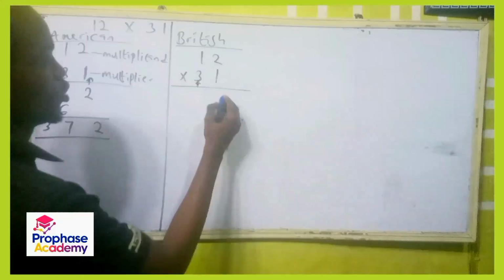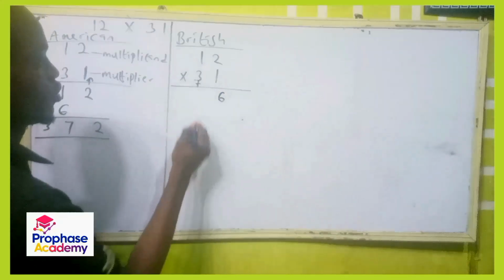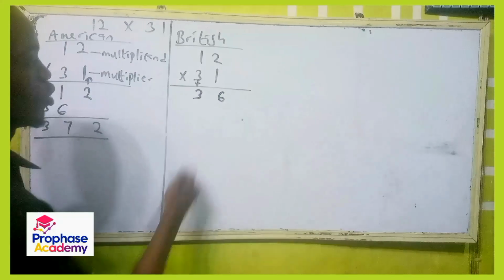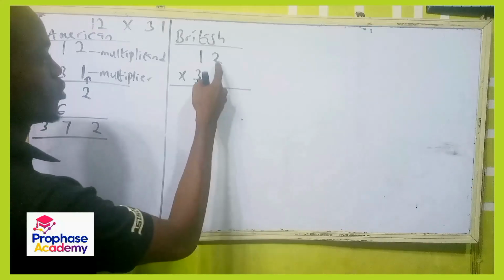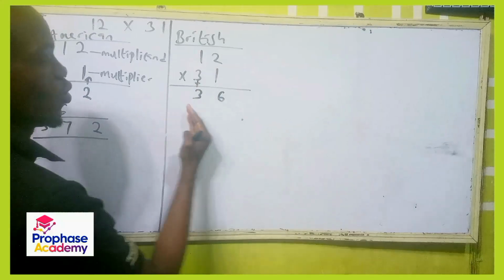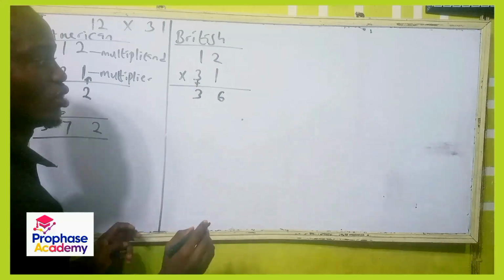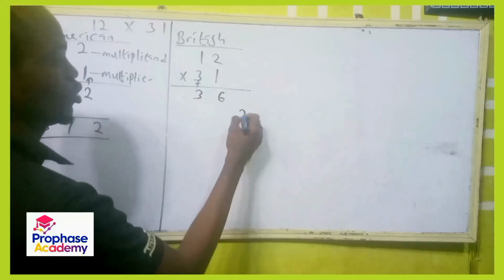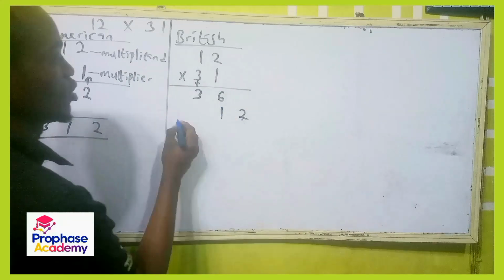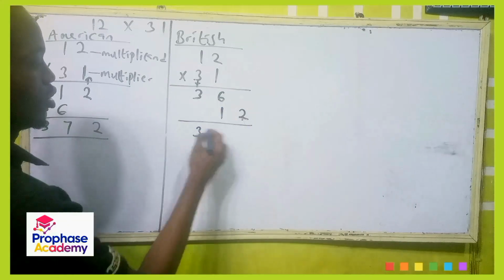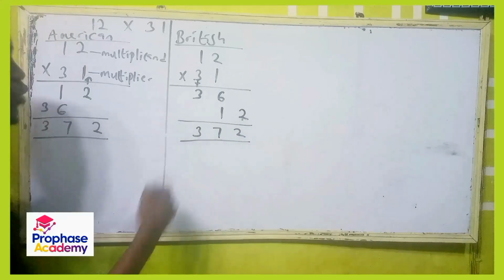So 3 we times 2, that is 6. 3 we times 1, that is 3. The next one is what? 1. So 1 we times 2. Are we writing it here? No. We are displacing it towards the right. So that is the difference. So 1 times 2 is 2. 1 times 1 is 1. So let's add it up. 3, 7, 2. You can see we got the same thing.